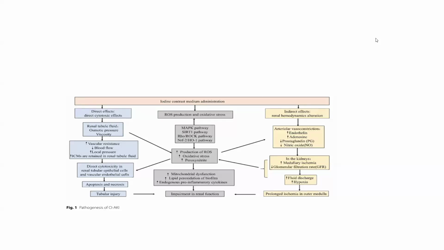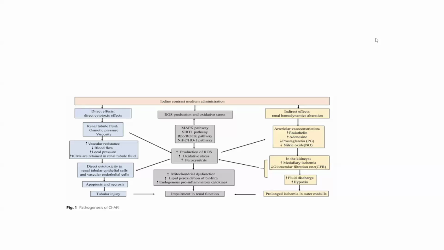That is on iodine contrast medium administration, there are direct cytotoxic effects, which lead to renal tubular fluid accumulation due to osmotic pressure, which leads to increased vascular resistance, decreased blood flow, increased local pressure, and direct cytotoxicity in renal tubular cells and vascular endothelial cells, which leads to tubular injury.